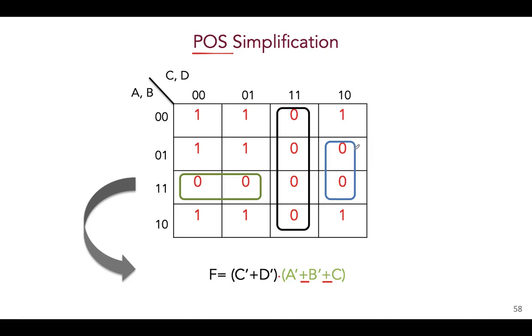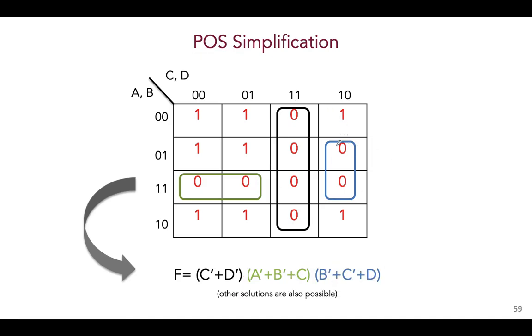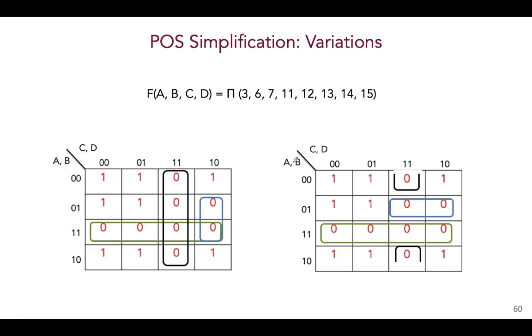And finally, for this blue group, see, for this group, the value of B doesn't change, and here C and D don't change. So this will be B dash plus C dash plus D. All right, and again, other solutions are possible. Here are just two variations of the same equation. For the same equation, for the same K-map, someone else could have a different kind of grouping. You could follow this kind of grouping, in which case your final solution would be different.